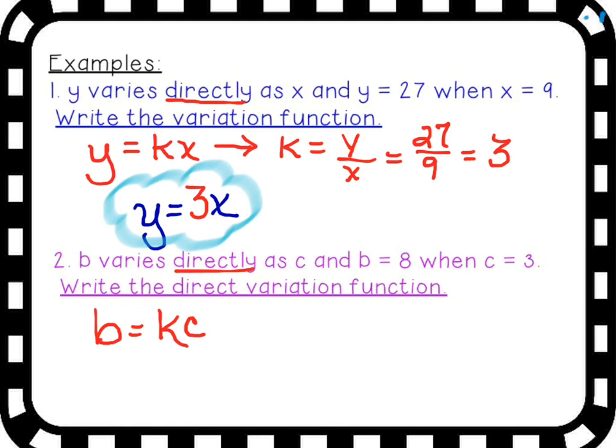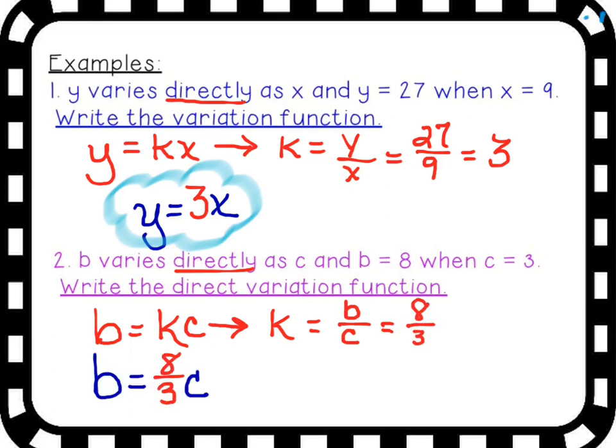All right, and then to find the value of k, d divide, you're going to divide y by x, in this case b by c, and you will get 8/3. So your final equation is b equals 8/3 c.